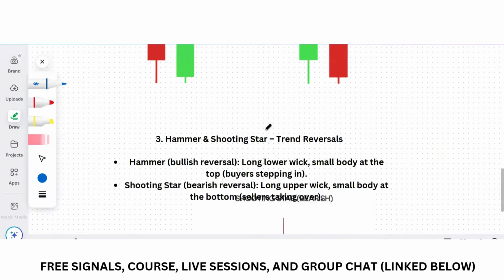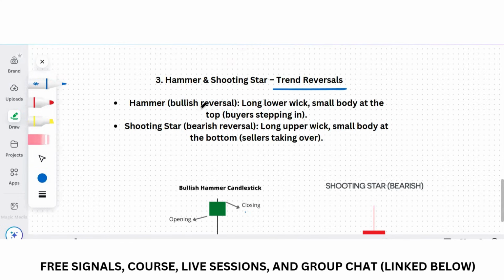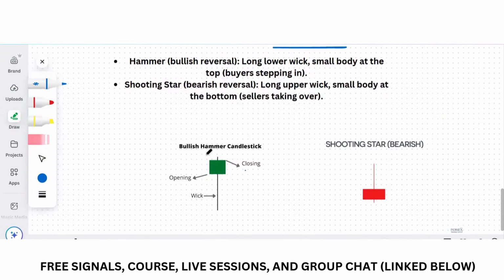Okay, now the last important pattern is hammer and shooting star, which indicates trend reversals. So a hammer is a bullish reversal, guys. It's a long lower wick and small body at the top, which means buyers are about to take over.